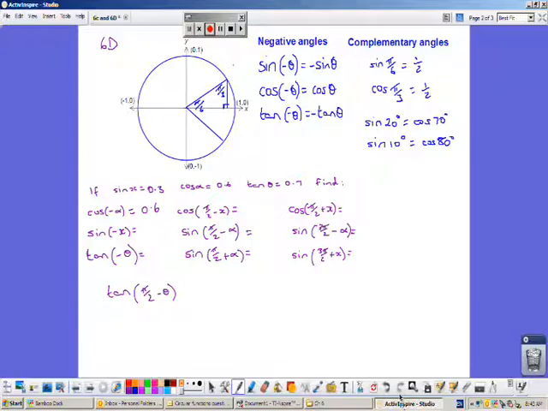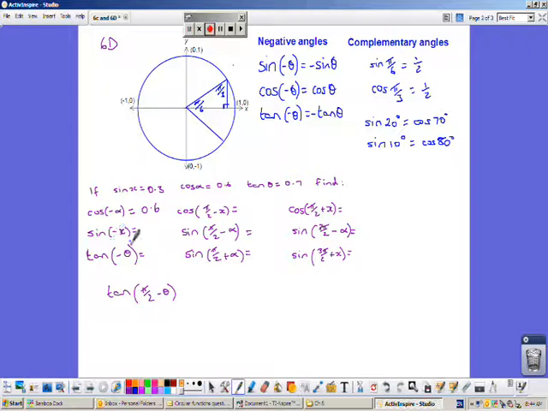So let's have a look at some examples now. We've got a question here, if sine x equals 0.3, cos alpha and tan theta. So let's have a look at the negative ones first. We know that cosine of negative alpha, that's putting us in the fourth quadrant where cos is positive, so it's going to be the same as the cos of alpha. So there it is, 0.6.